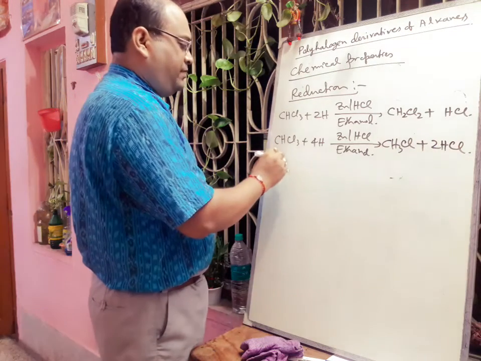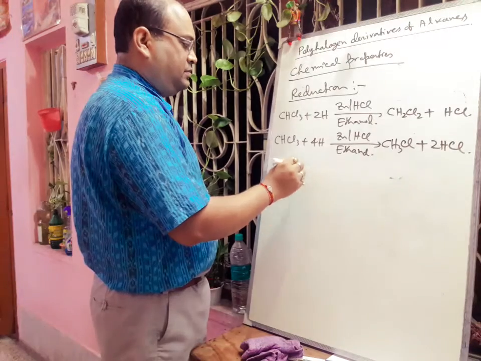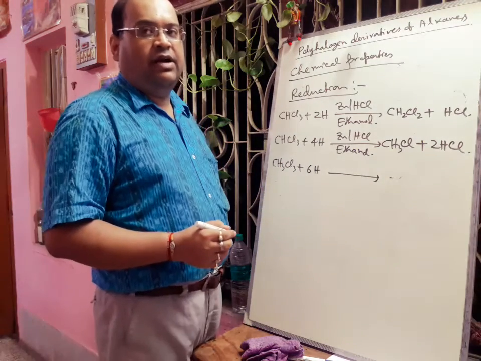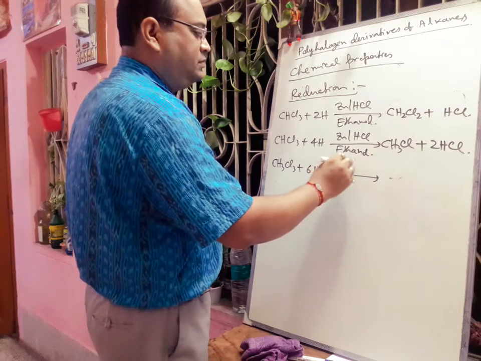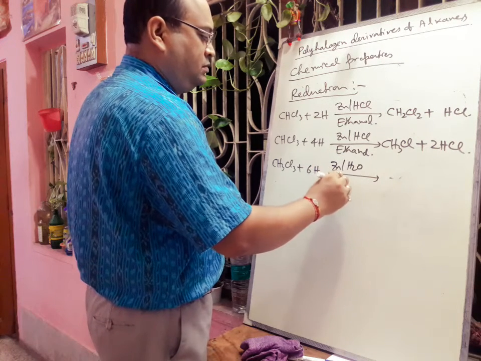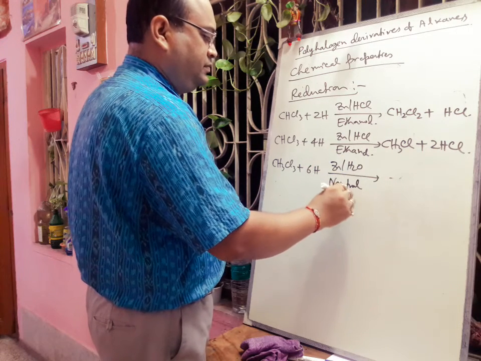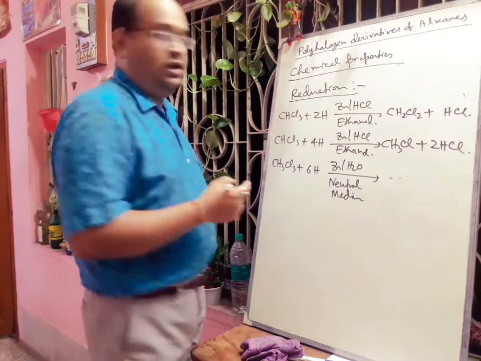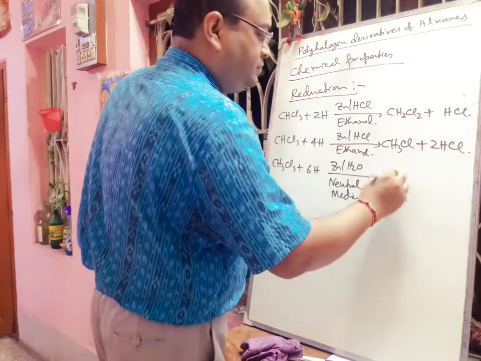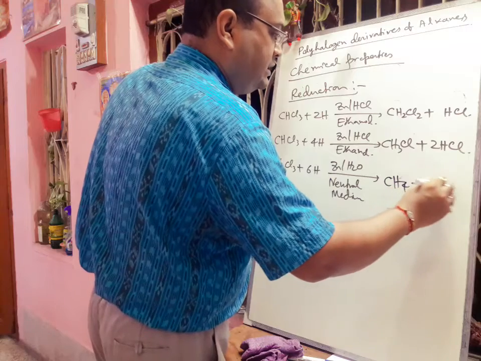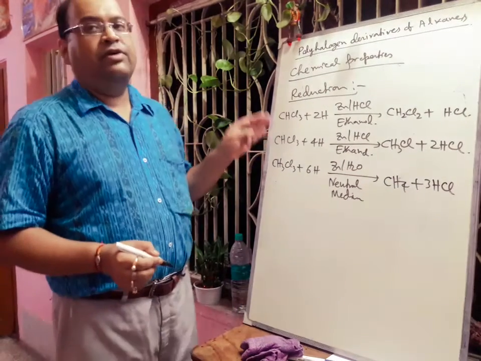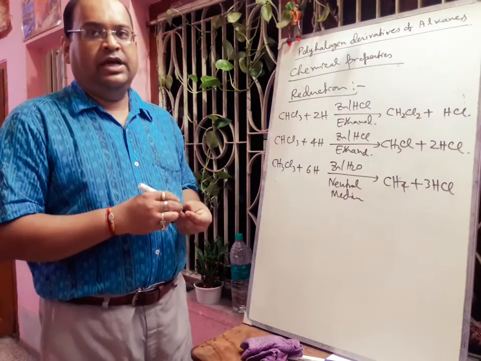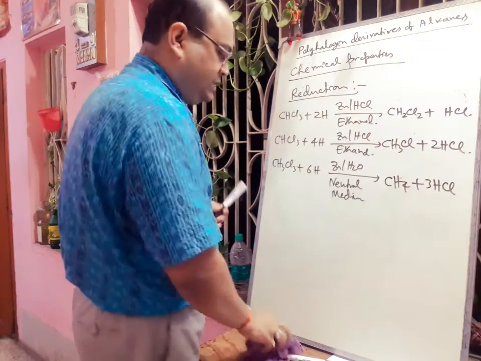Next, if we use only zinc and water in neutral medium, then it will produce methane plus 3HCl. So in this way we can reduce the chloroform to dichloromethane, methyl chloride and methane. Next we will discuss the chlorination reaction.